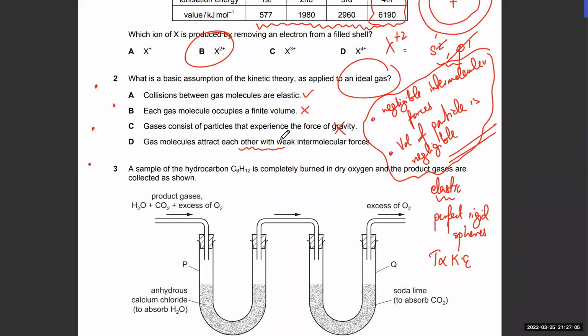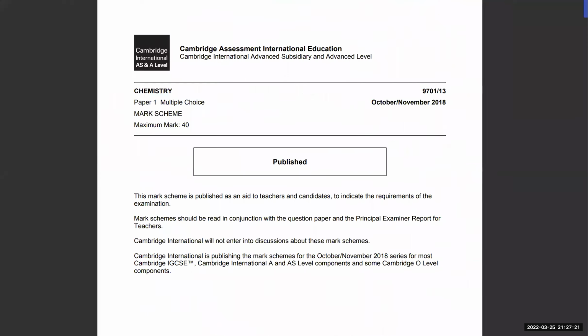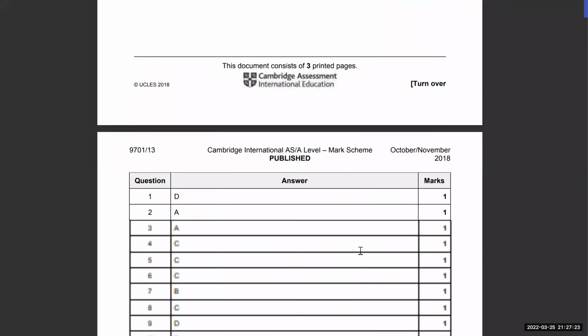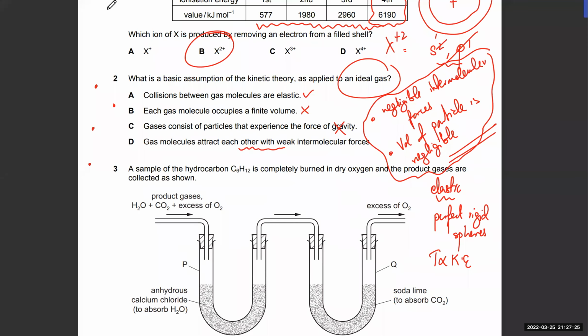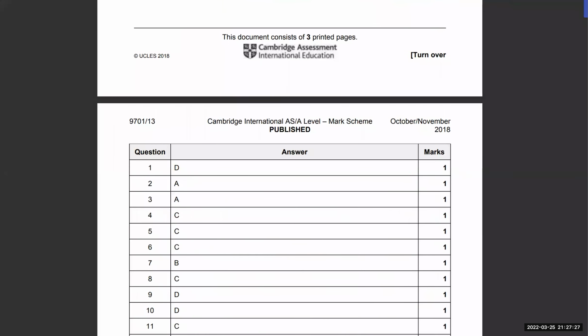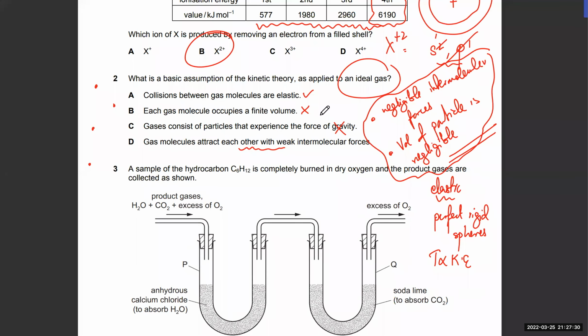In this case, he's saying that gas molecules attract each other with weak intermolecular forces. So the assumption ये कि they have negligible intermolecular forces. And this one is also कि the collisions are elastic. ये भी देखना पड़ेगा कि is he talking about the main assumption? This is question number 2, and that is A.